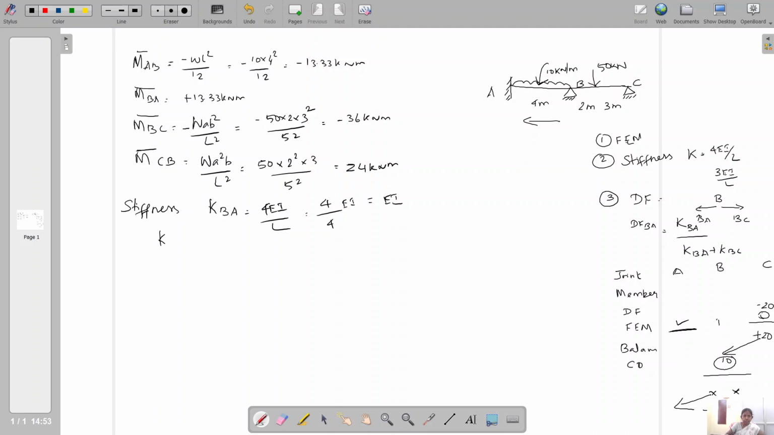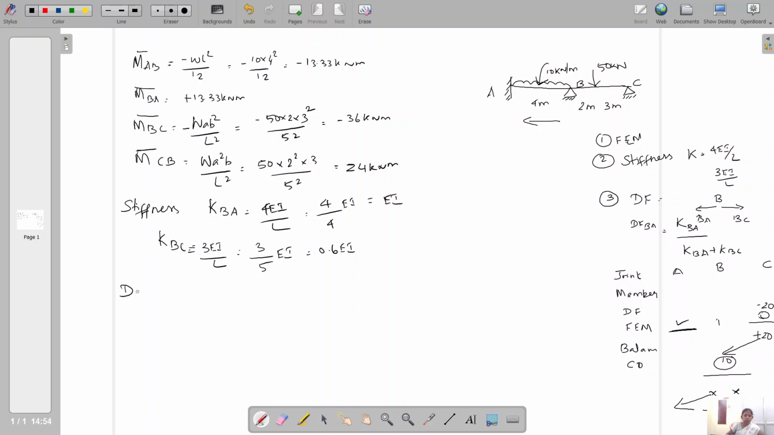Next stiffness for BC. So the far end is simply supported. So it is 3EI by L. So 3 by 5 into EI. So it is 0.6 EI. So these are the stiffness values for the joint B.